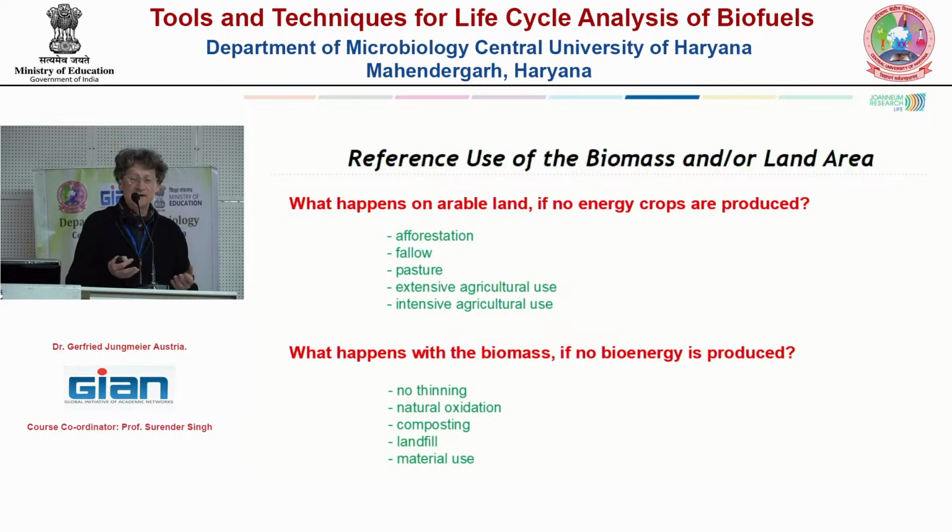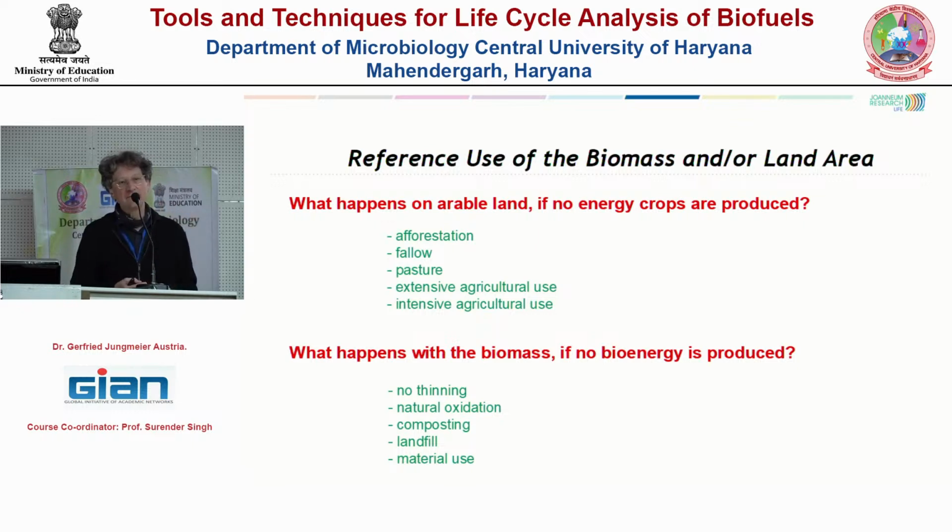What happens on an arable land if no energy crops are produced for your purpose? There are different possibilities that have somehow to be included, and you will see it later on if I show you more process chains. This reference use of the land is relevant, but also of the biomass.